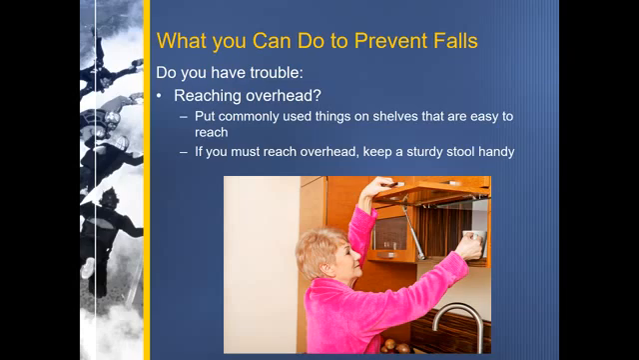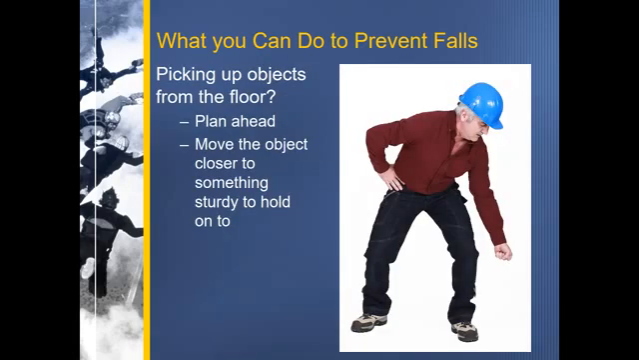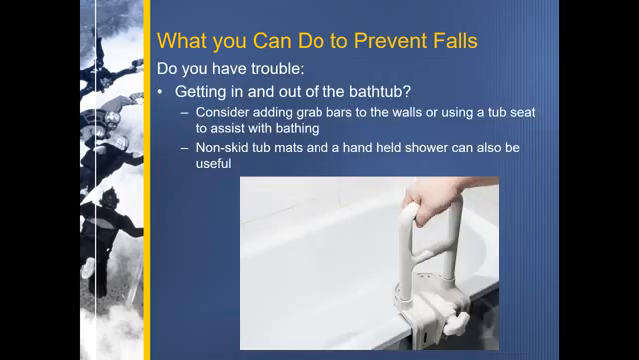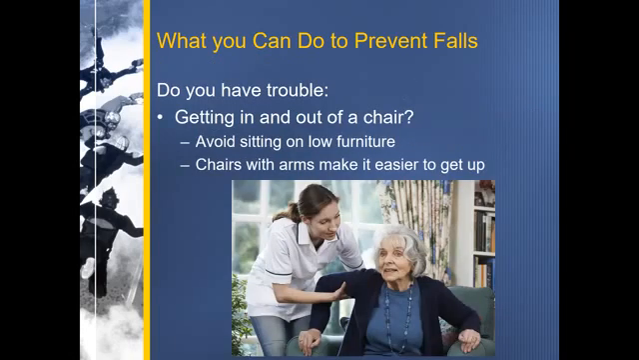Do you have trouble reaching overhead? Put commonly used things on shelves that are easy to reach. If you must reach overhead, keep a sturdy stool handy. Picking up objects from the floor: plan ahead and move the object closer to something sturdy so you have something to hold on to. If you have trouble getting in and out of the bathtub, consider adding grab bars to the walls or using a tub seat to assist while bathing. Non-skid tub mats and a handheld shower can also be useful.